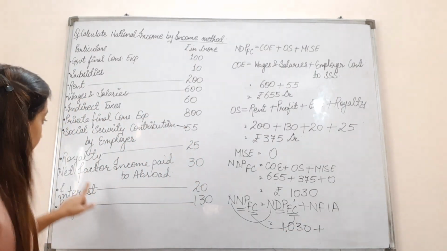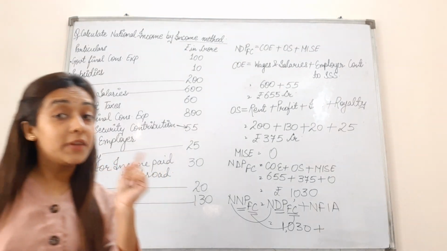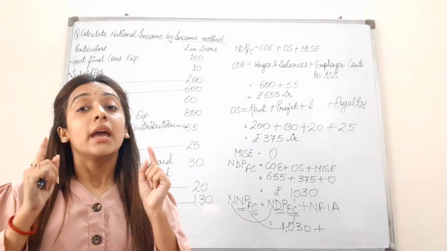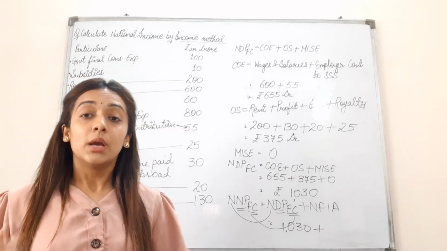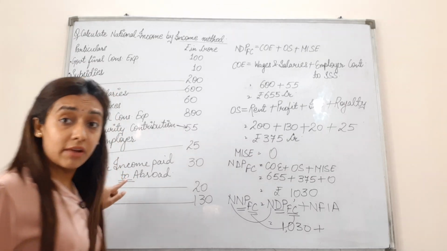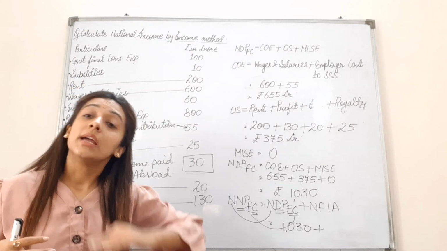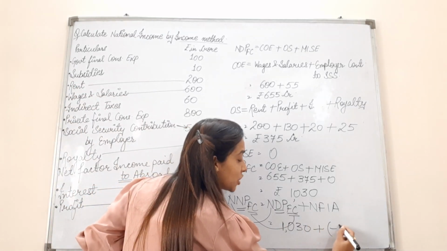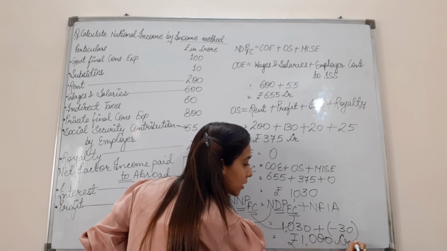Now what is NFIA? Net factor income paid to abroad is given. What we need is net factor income from abroad. Now please see, if the word from is given, net factor income from abroad, you will take it as it is given, whether positive or negative. But if it is given to abroad, we will change the sign. It means to abroad, that is, more money is going out. So we will change the sign. Answer will be rupees 1000 crore.